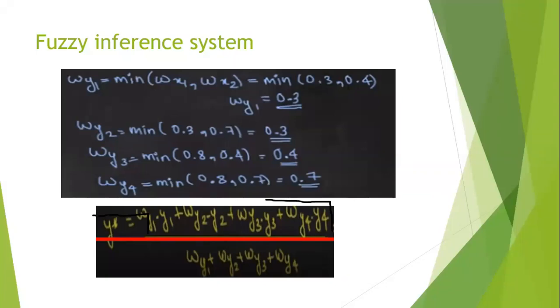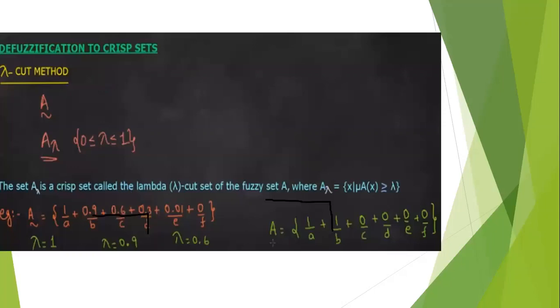Okay. Next thing is defuzzification to crisp sets. One of the important methods is the lambda cut method. After learning your defuzzification methods, which we learned in our last class, 7 methods, there is an additional lambda cut method for defuzzifying to crisp sets.